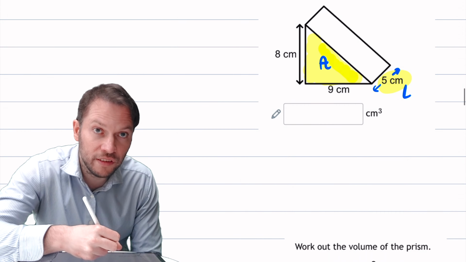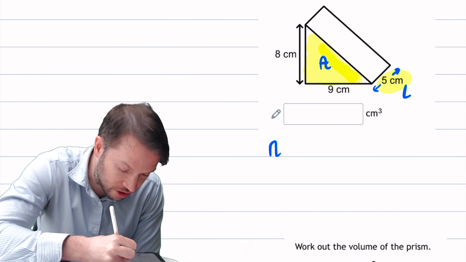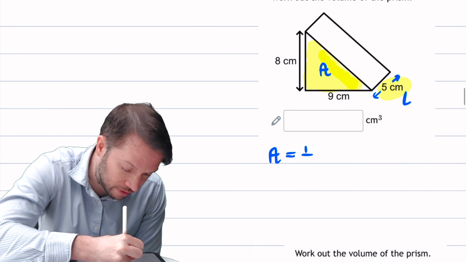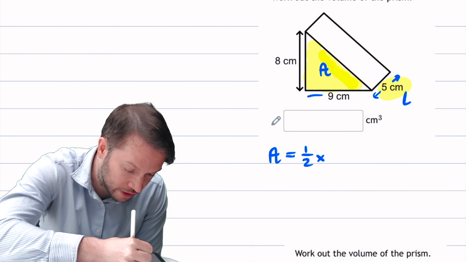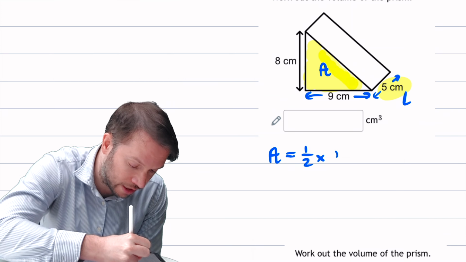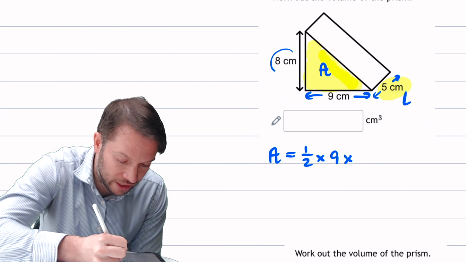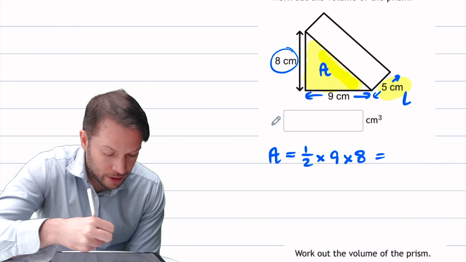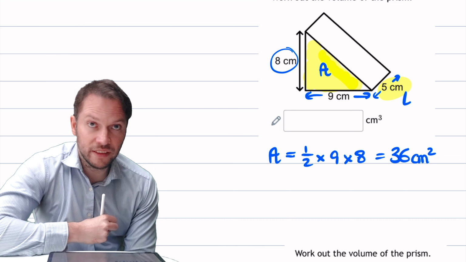So what is the area of the cross-section? Well, it's a triangle, isn't it? And the area of a triangle is half times base times height. So half times the base, which is 9, times this height here of 8, and that is 36, and it'll be centimeters squared. But we don't need to worry about the unit until the end.